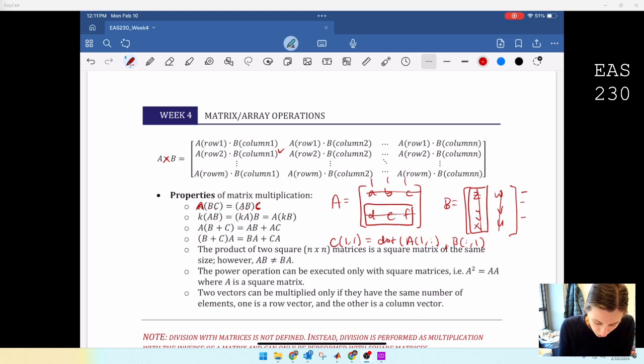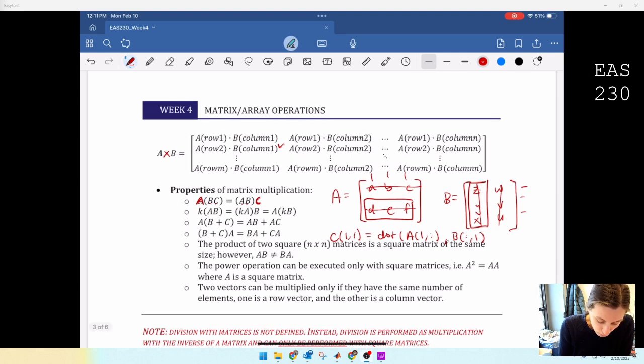If we have a scalar, same here. So we can do B plus C first, and we can distribute A. But note, A is over here on the left side, which means it's over here on the left side and over here on the left side when we distribute. Same thing here. A is on the right side, so it stays on the right side when we distribute.